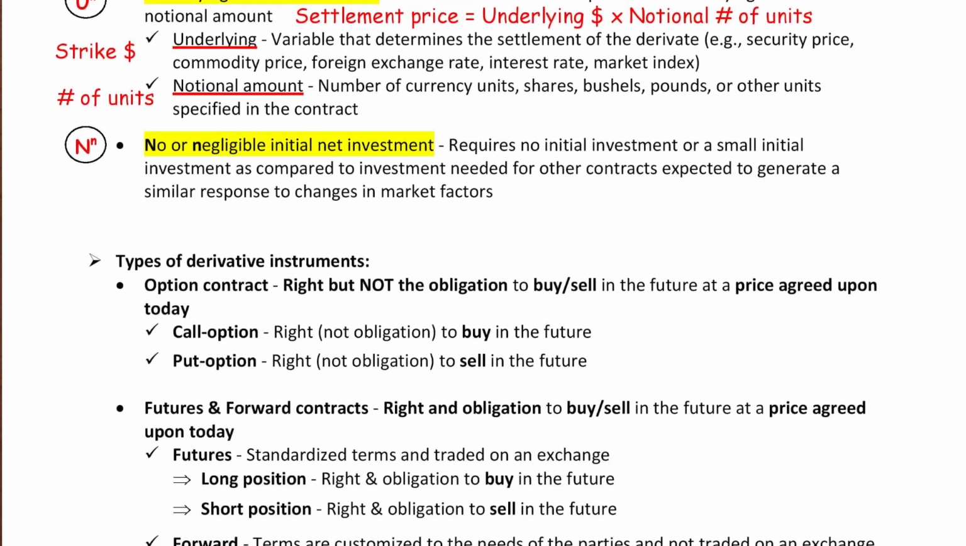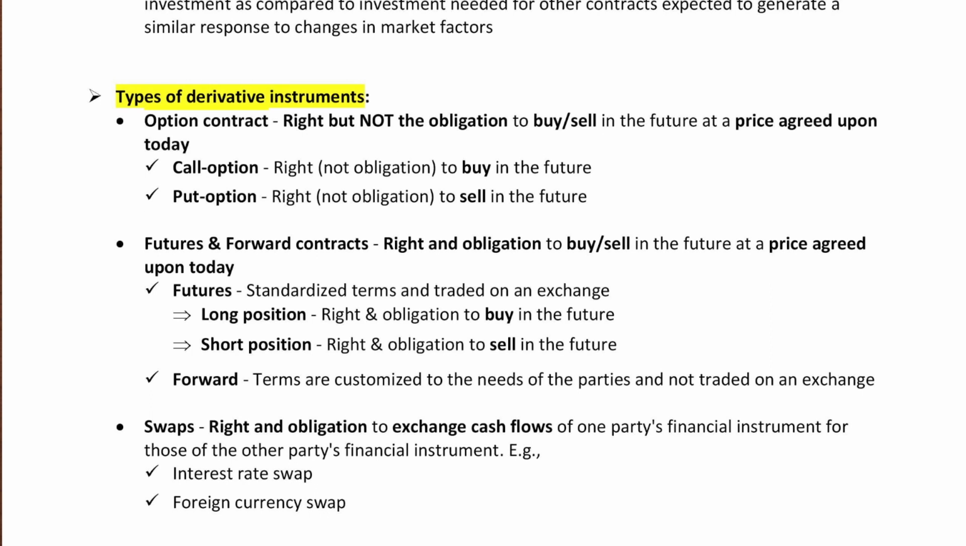On the second half of page 16, highlight types of derivative instruments. Highlight option contract and write there right plus obligation, and cross out obligation because it's a right but not an obligation. Next line, underline call option and write hope equals price would increase. Next line, underline put option and write hope equals price would go down.